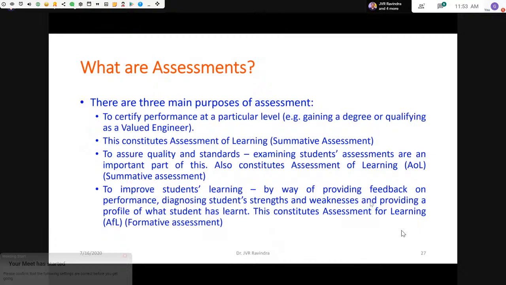Okay, so that's what we finally call it, the assessment methods to certify performance at a particular level, gaining a degree or qualifying as a valued engineer, right? So that's the main point of how you assess the student. So once you certify the student that he is good in signals and systems, or he is good in DSP, fantastic.